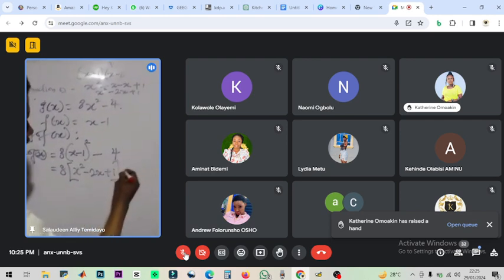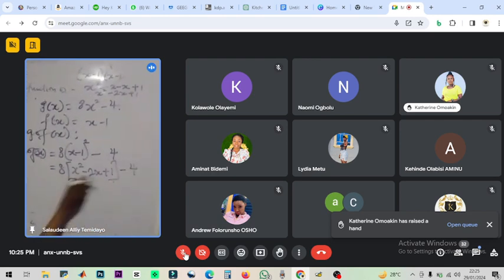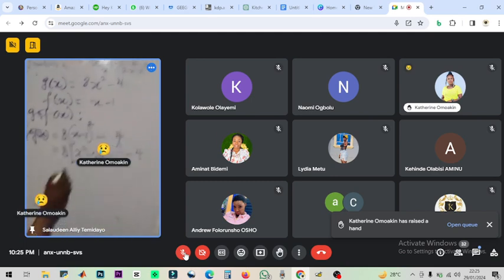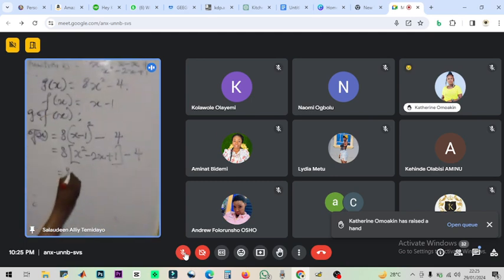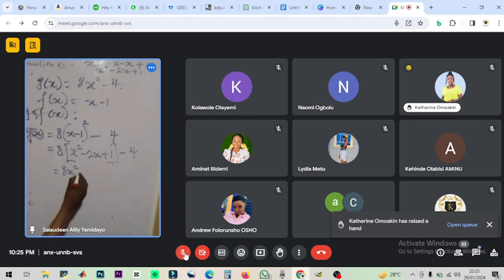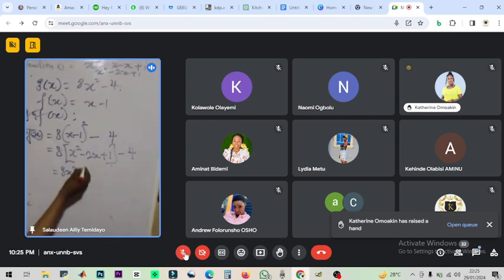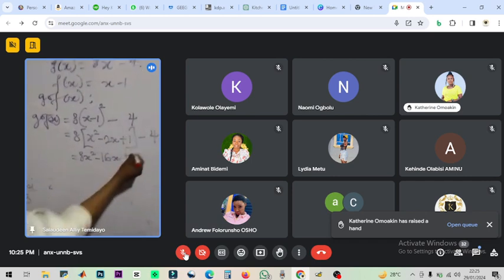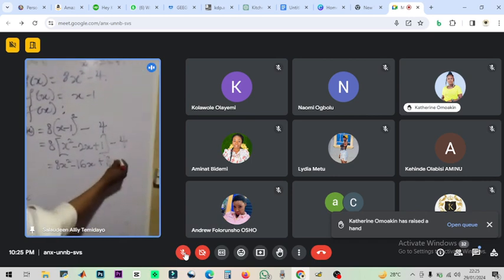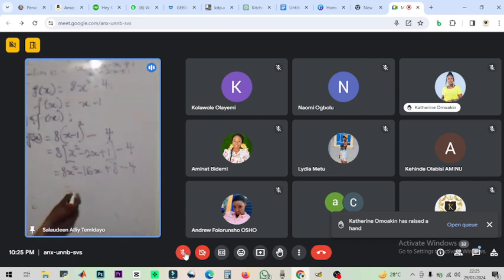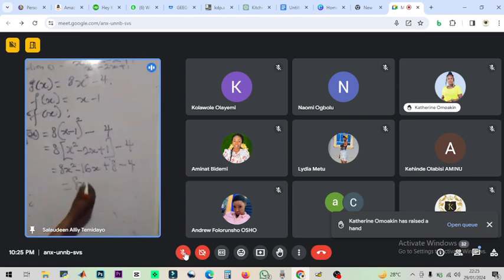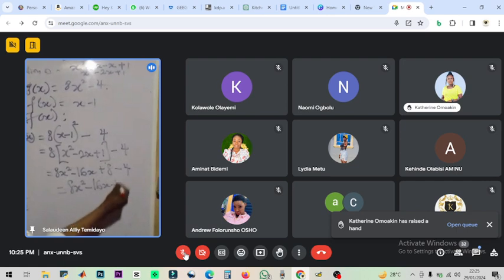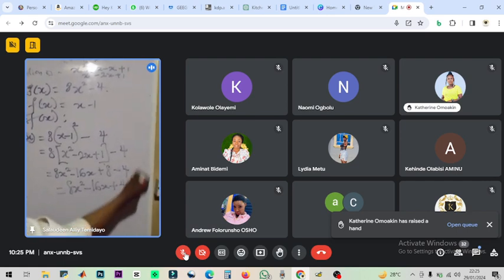So the minus 4 behind stays minus 4. When you open this bracket, multiply everything inside the bracket by 8. 8 times x squared gives 8x squared, minus 8 times 2x gives 16x, plus 8 times 1 gives 8. I can write my minus 4. Finish the work. I have 8x squared minus 16x plus 8 minus 4.